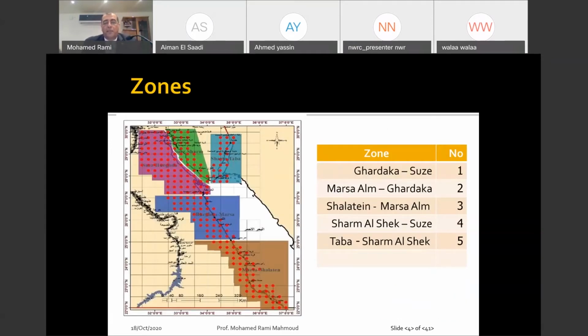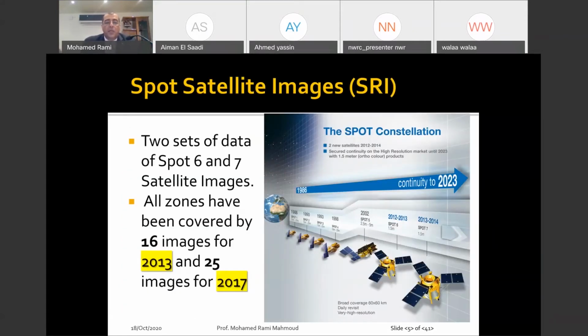The area of the Red Sea has been divided into five almost equal zones, so it can be more manageable, and also we can learn from each part according to its characteristics. More than 16 images for 2013 and 25 satellite images for 2017. Those are SPOT satellite images that have been bought, so we can see the area, the development area, if there are some projects that we can consider in our shoreline protection line.